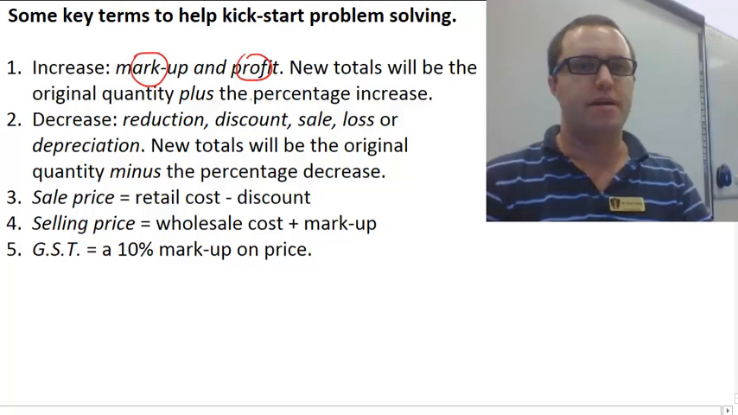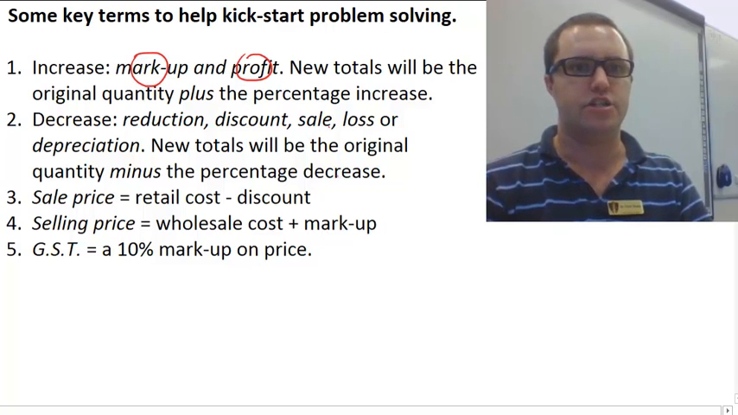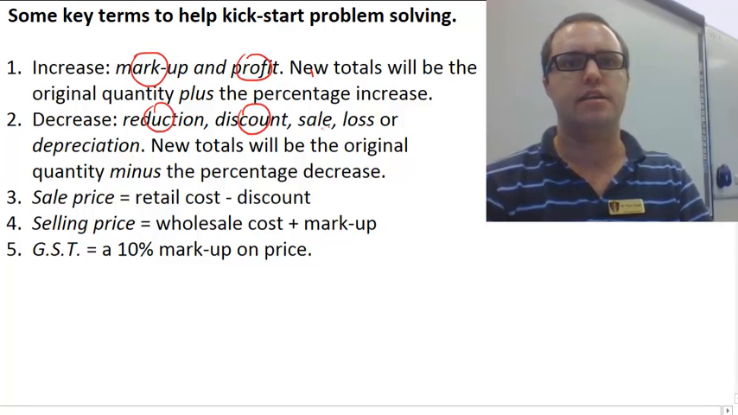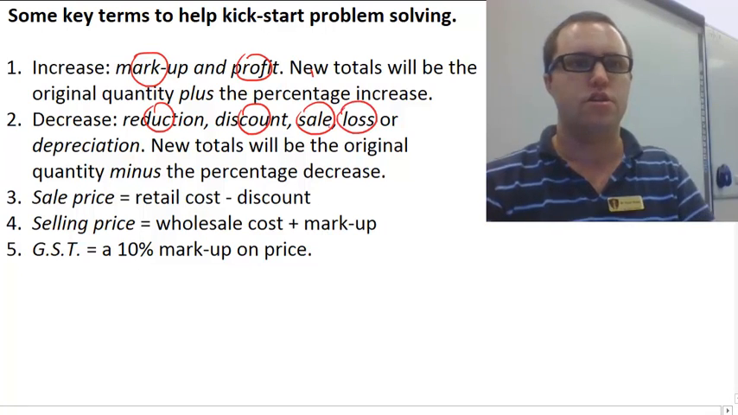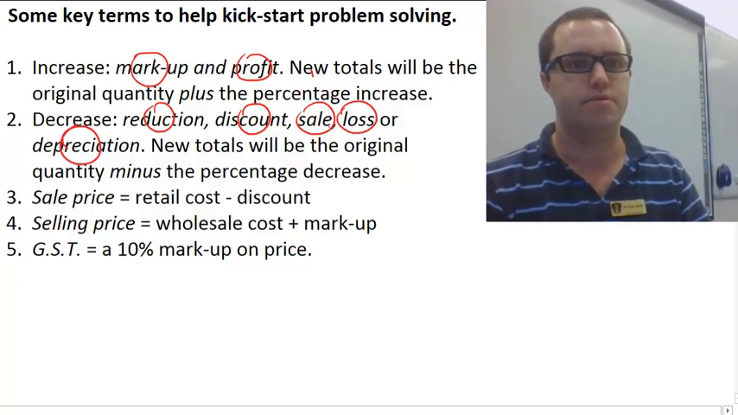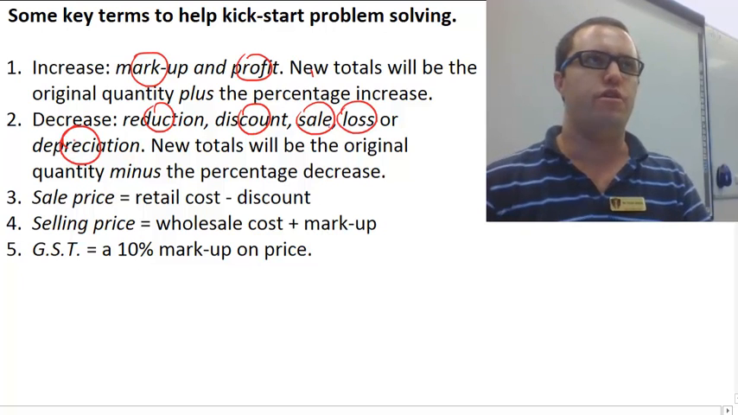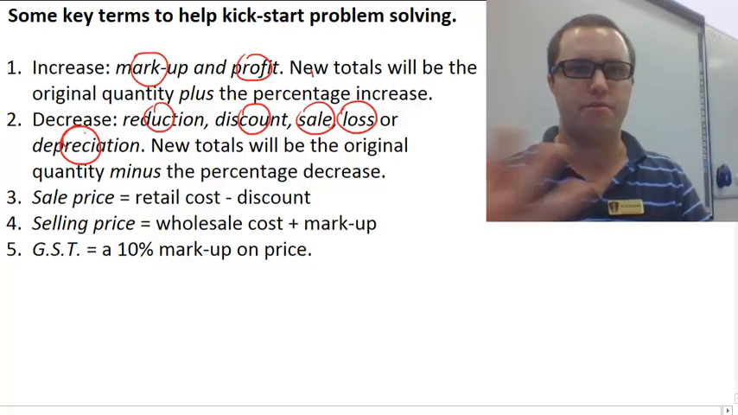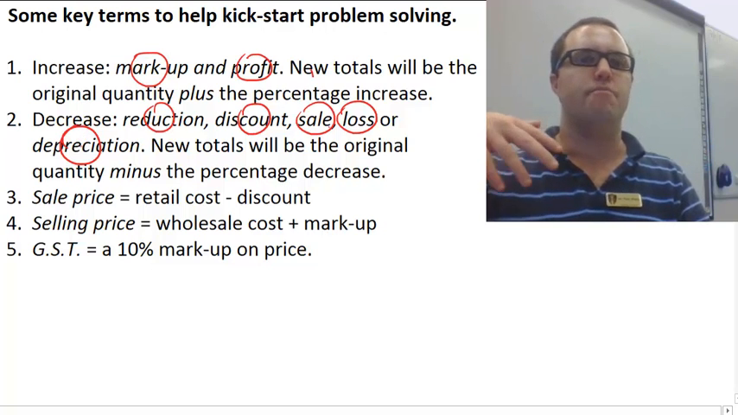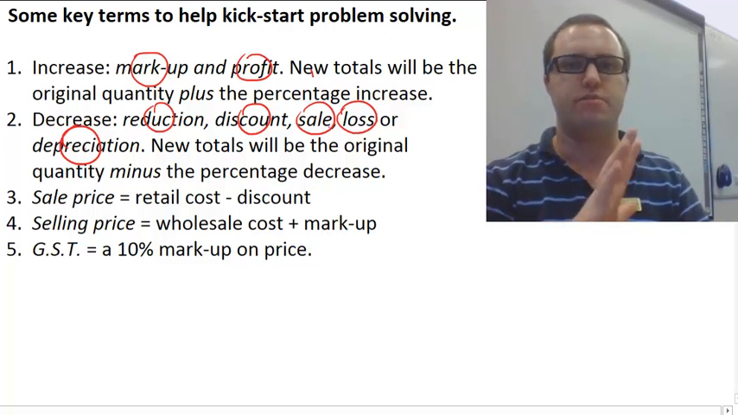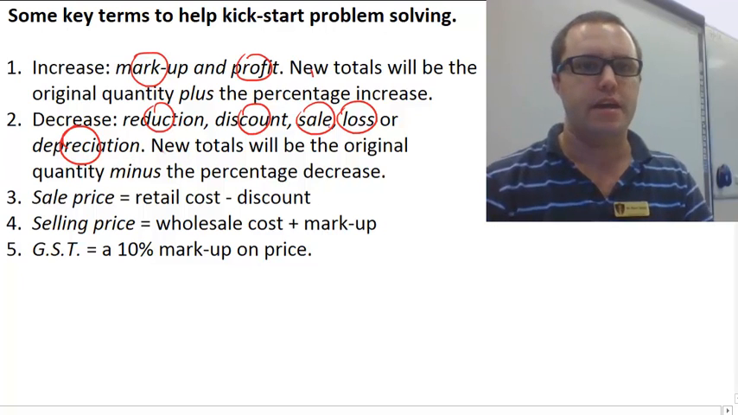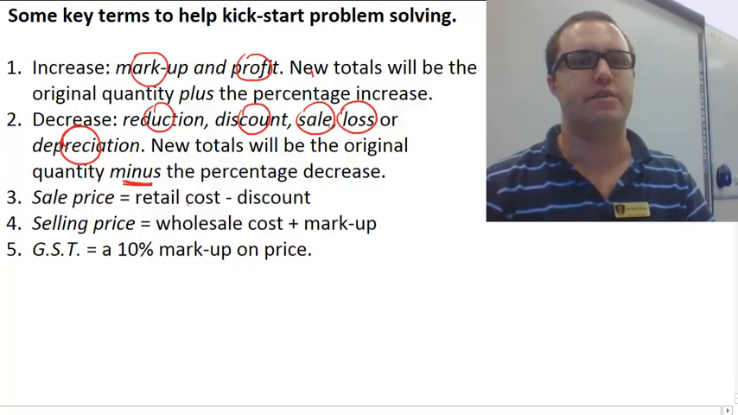You'll be thinking about decreases of amount if there is a reduction, a discount, sale or loss, or depreciation, which is a particularly technical term for if you've owned a car or a piece of equipment for a long time. The amount that this thing is worth depreciates over time. Okay, new totals will be the original quantity minus the percentage decrease.